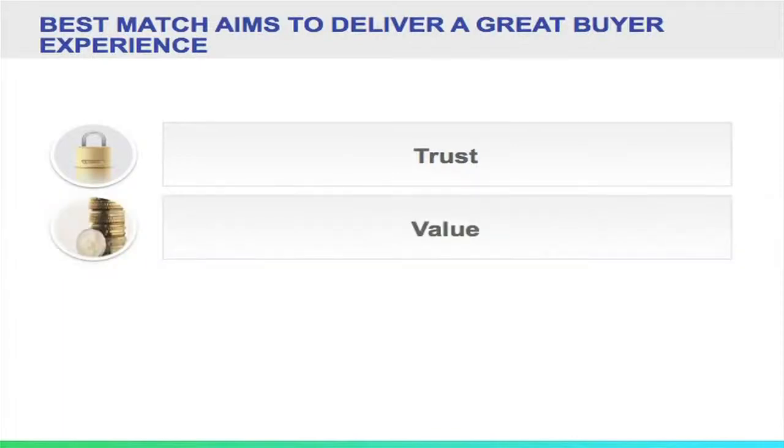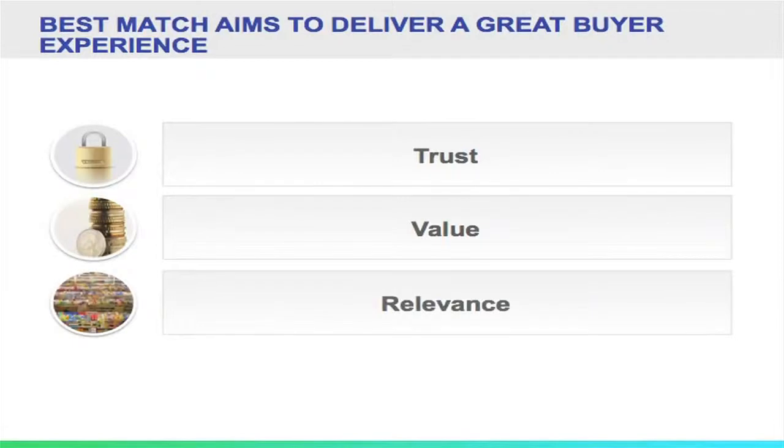It's about balancing three goals. Trust. We want to make sure that visitors who buy have a great experience, so trust is our first goal. Value. Visitors come to eBay to find bargains. Value is the key to turning visitors into buyers. And relevance. We must try to show visitors items related to their search. So for example, when someone searches for iPod, we should be showing them iPods, not headphones.